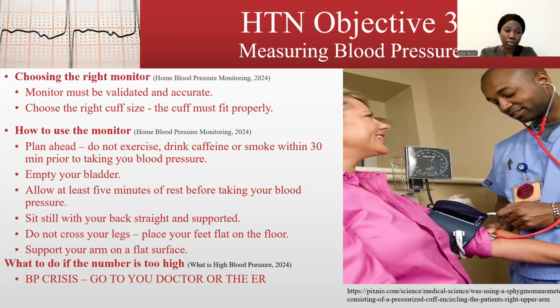What to do if the number is too high? As I mentioned earlier, hypertensive crisis is when your systolic blood pressure is higher than 180 and your diastolic is higher than 120. So if you took your blood pressure and you saw a number within that range, you should stop. Don't be alarmed. Go to your doctor or go to the nearest emergency room and seek help immediately.